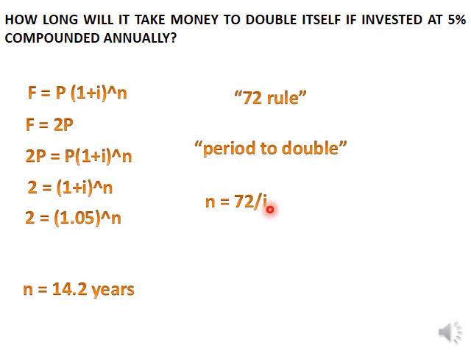Divide it by the interest, without the decimal, without the percentage sign. So in this case, we have 5%, so we divide 72 by 5, and we get 14.4. So this is a rule of thumb to compute the number of terms to double an investment.